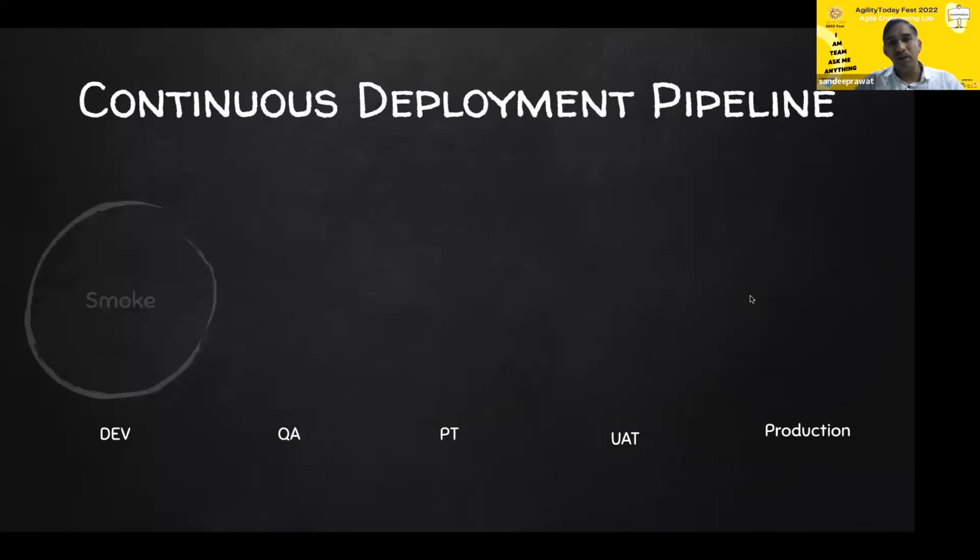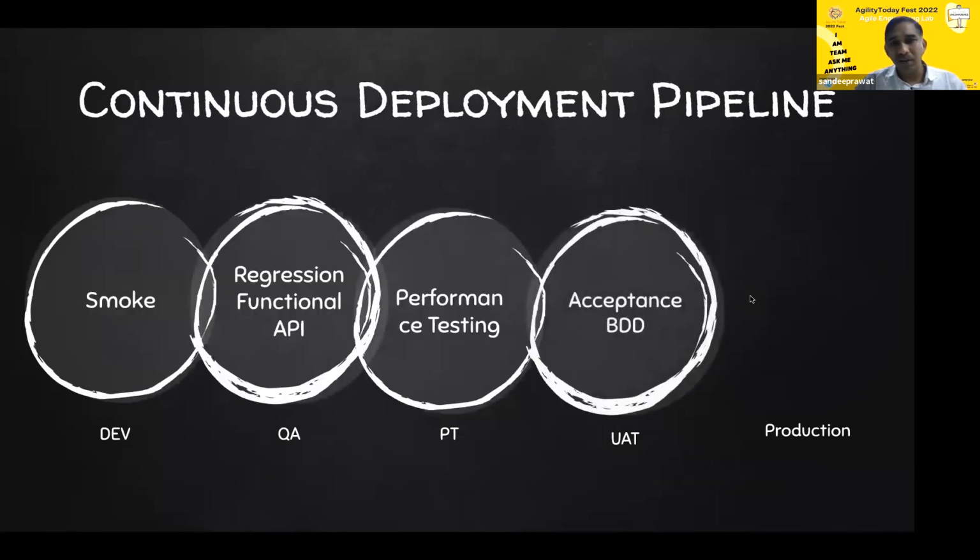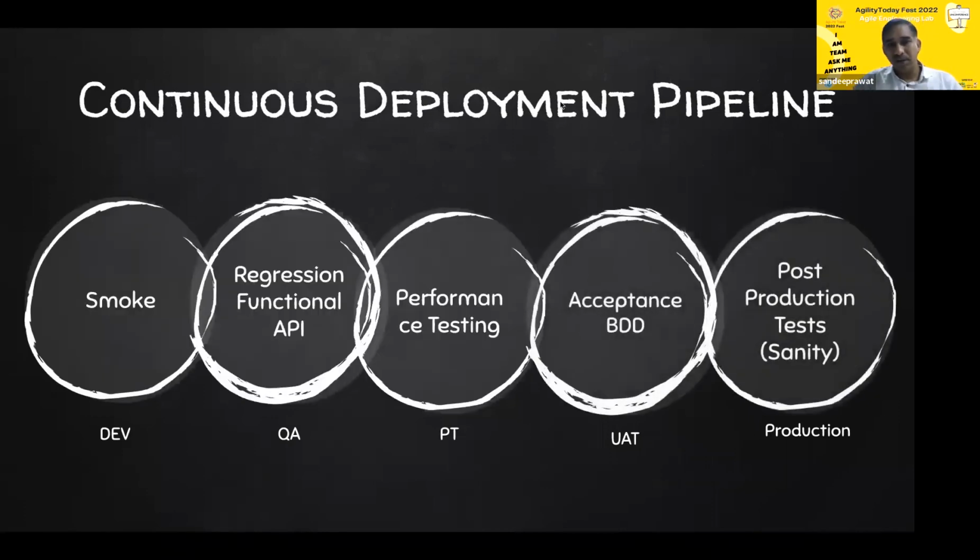Whereas if we talk about continuous deployment, sorry, this should be delivery. There's a spelling mistake here, so it should be continuous delivery. So if it is continuous delivery, then the code will come here. Dev environment will get validated via smoke testing. QA environment will get validated by regression, functional, and API testing.